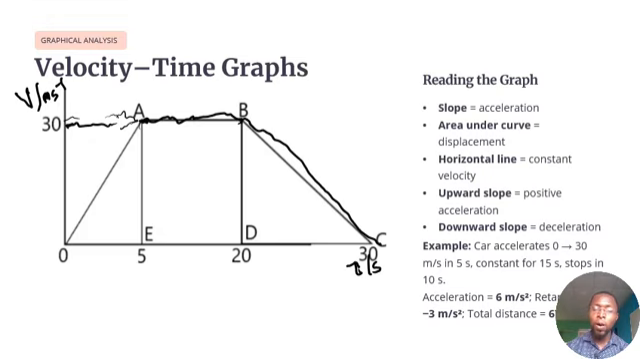Now at this point again, the velocity begins to reduce from 30 down to 0. Whenever velocity is reducing, it is called deceleration, or another word is retardation. So at this point, it is retarded.